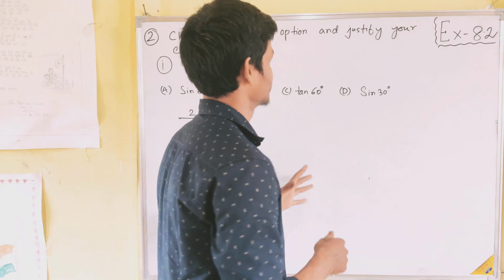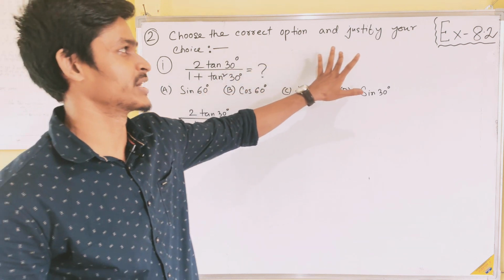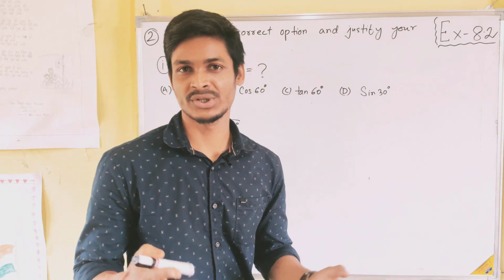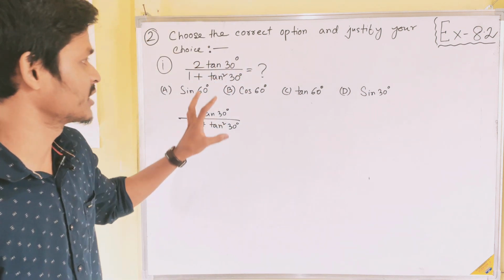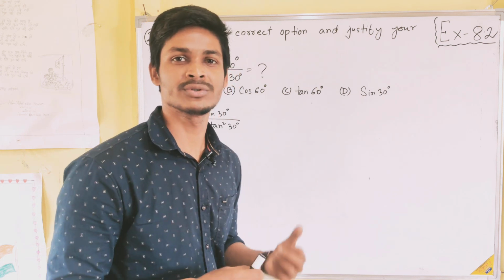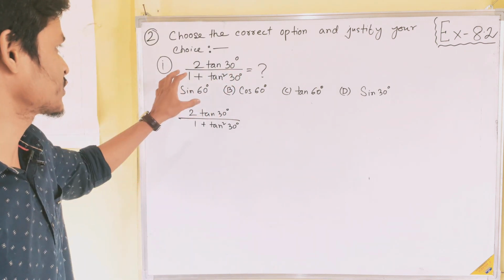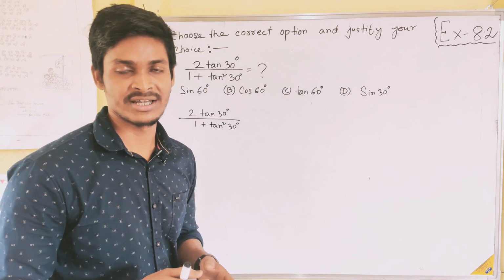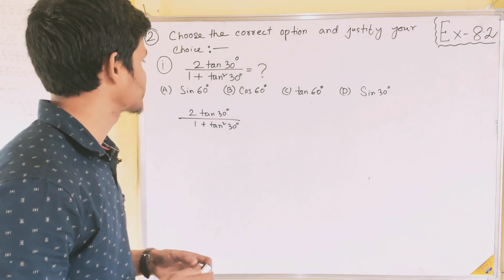So let's start. Read the question: choose the correct option and justify your choice. Four options are given. From these you have to choose one option and justify why you chose it. So the first question is 2 tan theta over 1 plus tan square theta, where theta is 30 degrees.